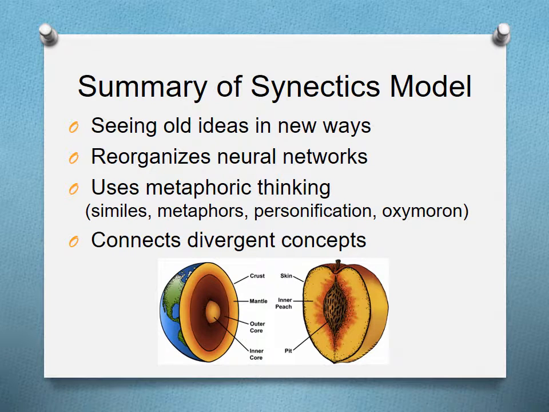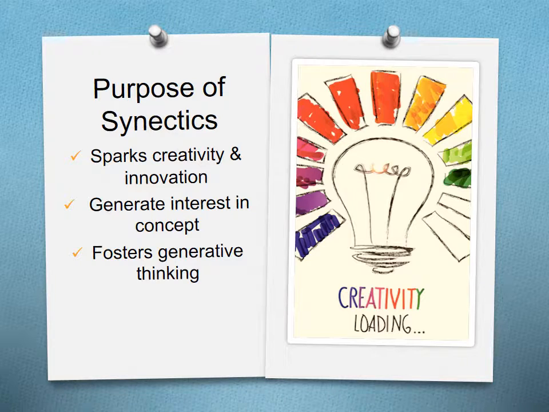Summary of the Synectics model. Synectics is one of the reorganizing models, which helps us to see old ideas in new ways. It reorganizes neural networks and uses metaphoric thinking, such as similes, metaphors, personification, and oxymoron. It connects divergent concepts, such as the layers of the earth with a peach. The purpose of Synectics is to spark creativity and innovation, generate interest in a concept, and foster generative thinking.